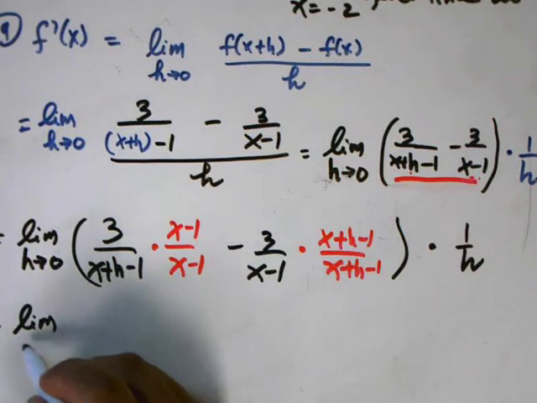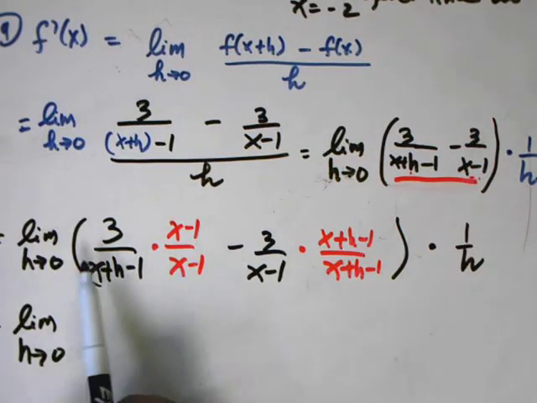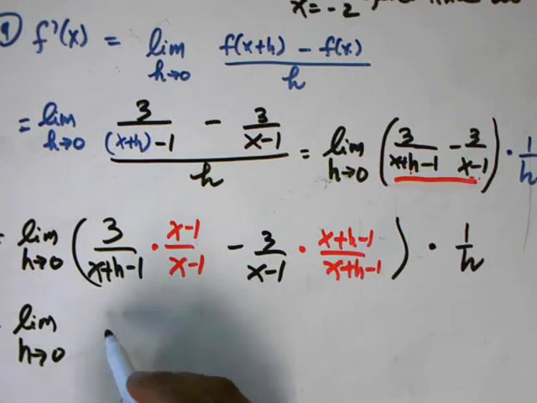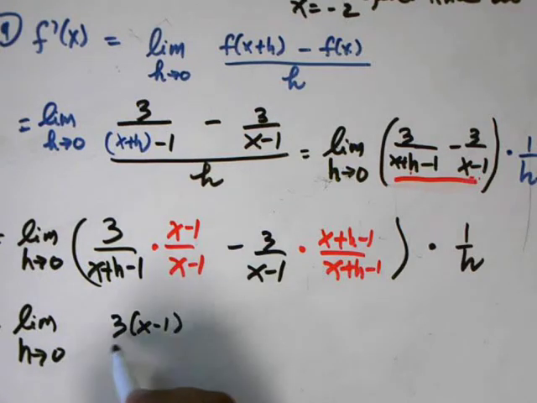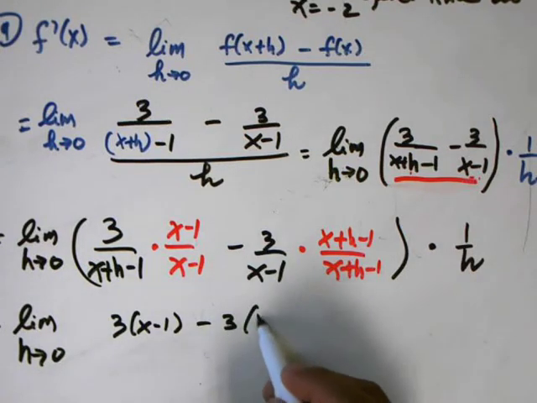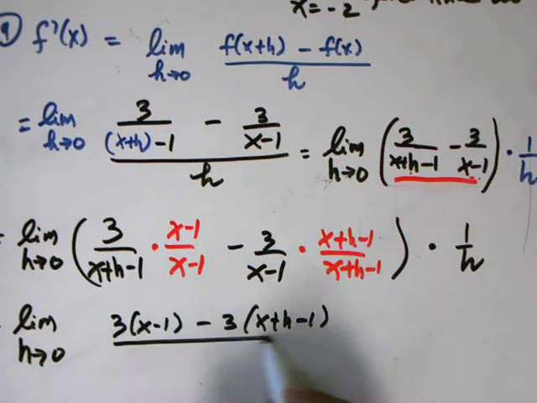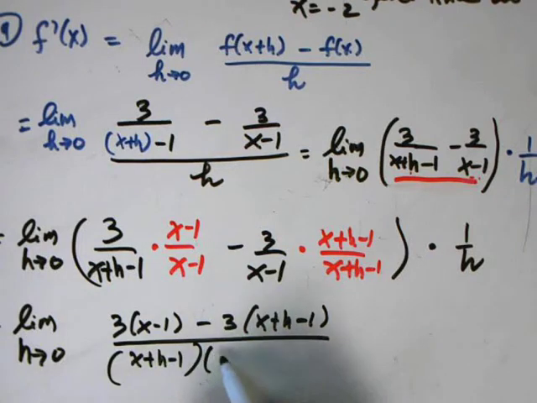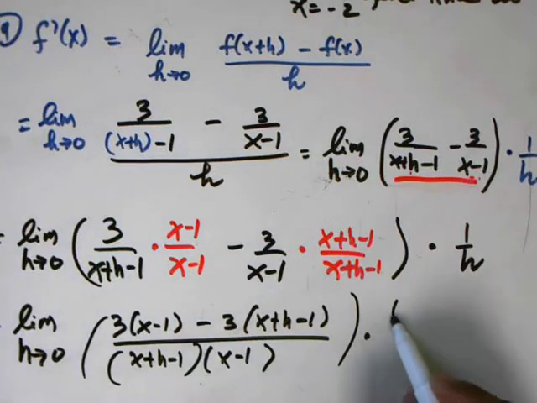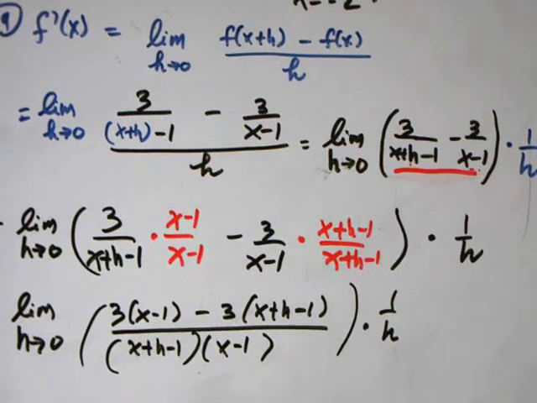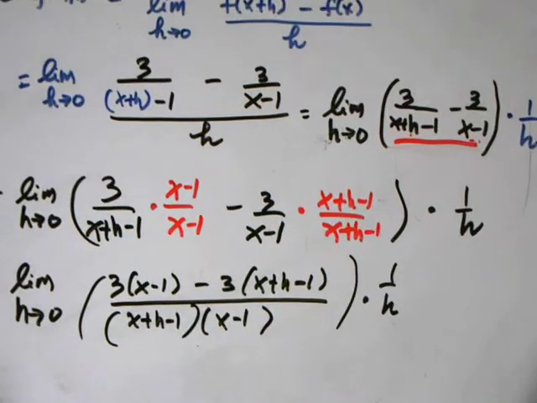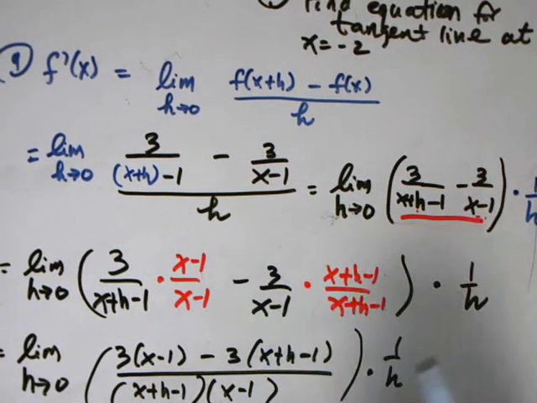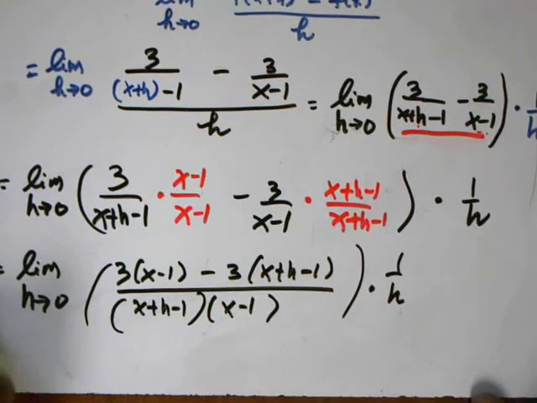So this is equal to the limit as h approaches 0, and I'm going to combine this multiplication of fractions together. So 3 times x minus 1 minus 3 times x plus h minus 1, all of it over x plus h minus 1 times x minus 1. All of this, once again in parentheses, times 1 over h. Now I'm going to erase some of this and get a new board and continue from there.